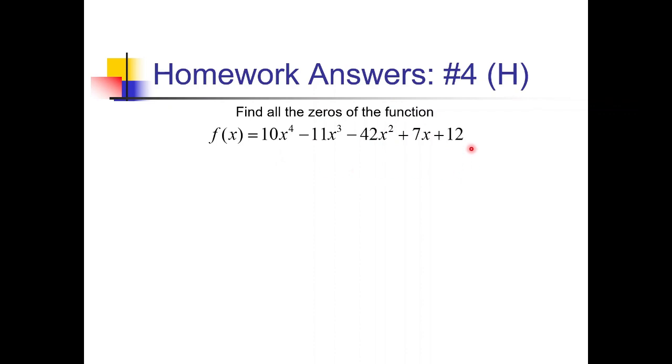I'm going to need plus or minus factors of 12 divided by factors of my lead coefficient 10. That's going to generate my PRR list.